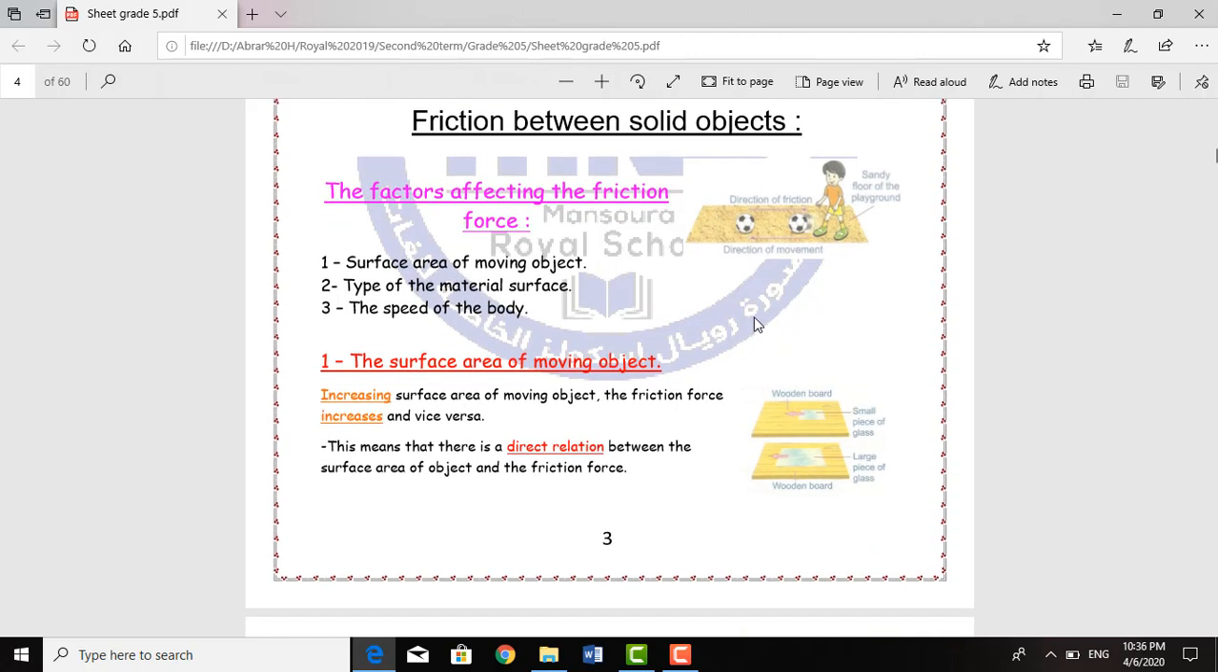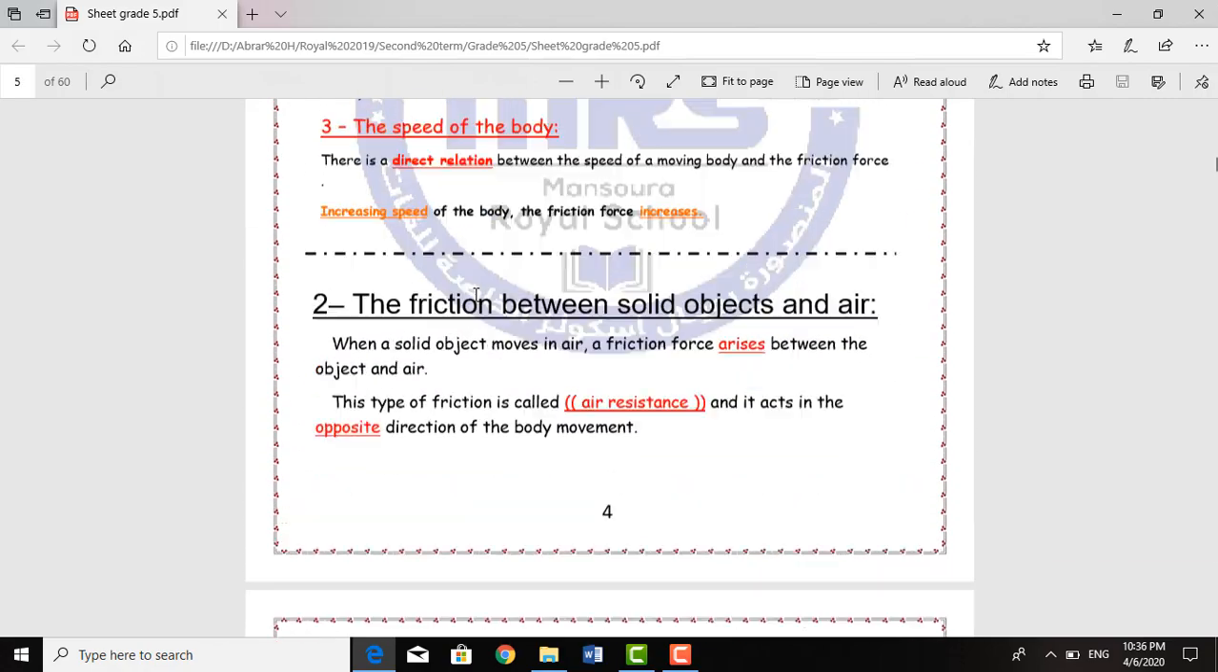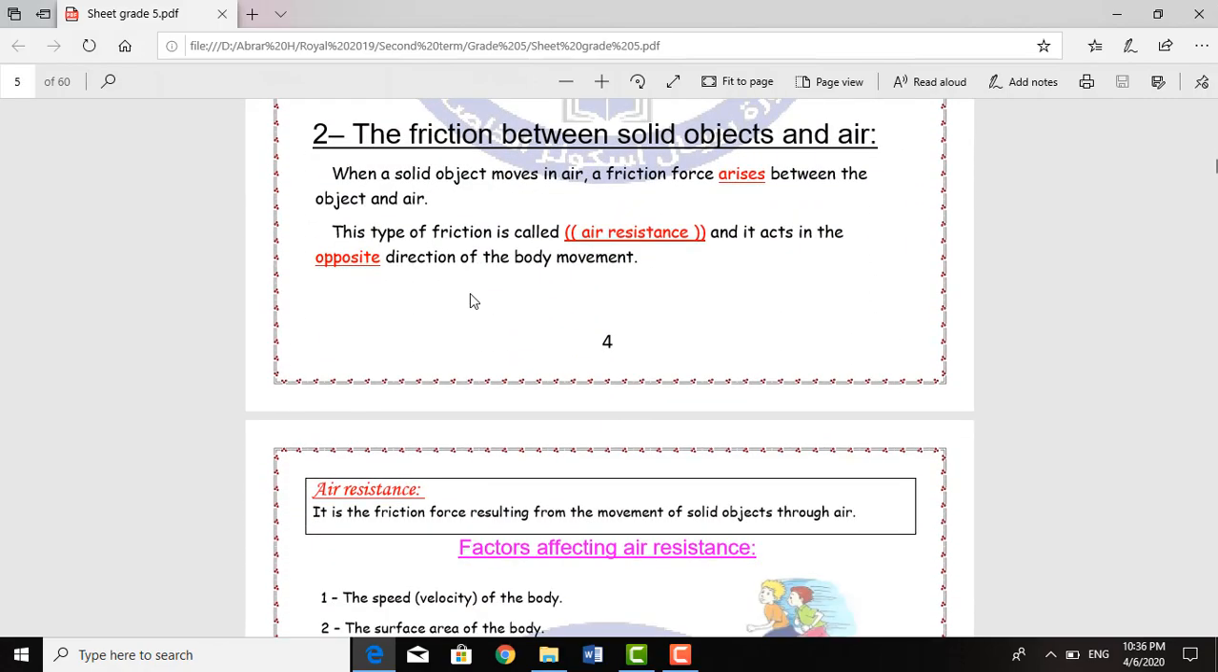The friction between solid objects is affected by three factors: surface area, type of the material surface, and the speed of the body. There's a direct relation between the friction force and the surface area and the speed of the body. By increasing surface area and speed, the friction force increases, and by decreasing surface area and speed, the friction force decreases. And about the type of the material, we said that the friction force increases between rough surfaces and decreases between smooth surfaces.